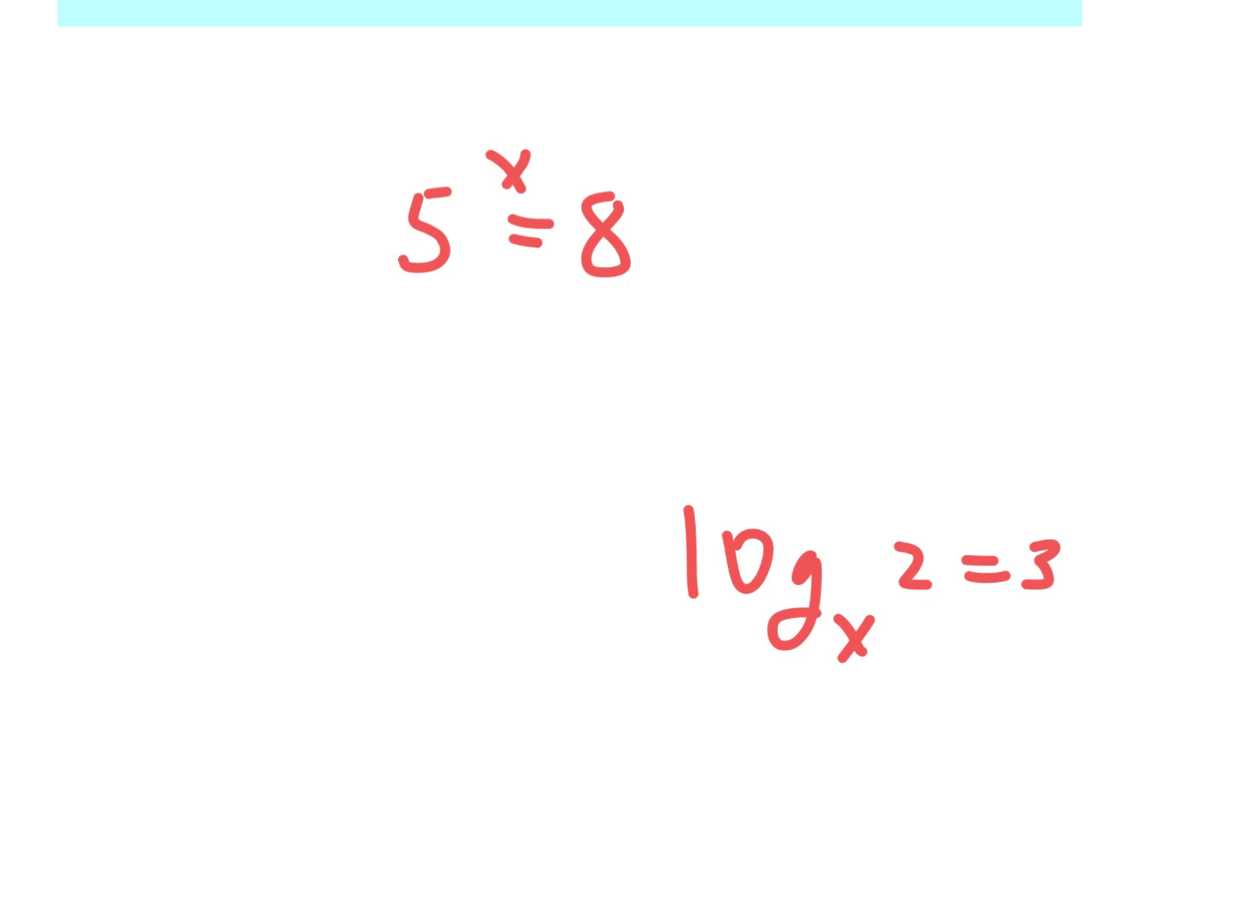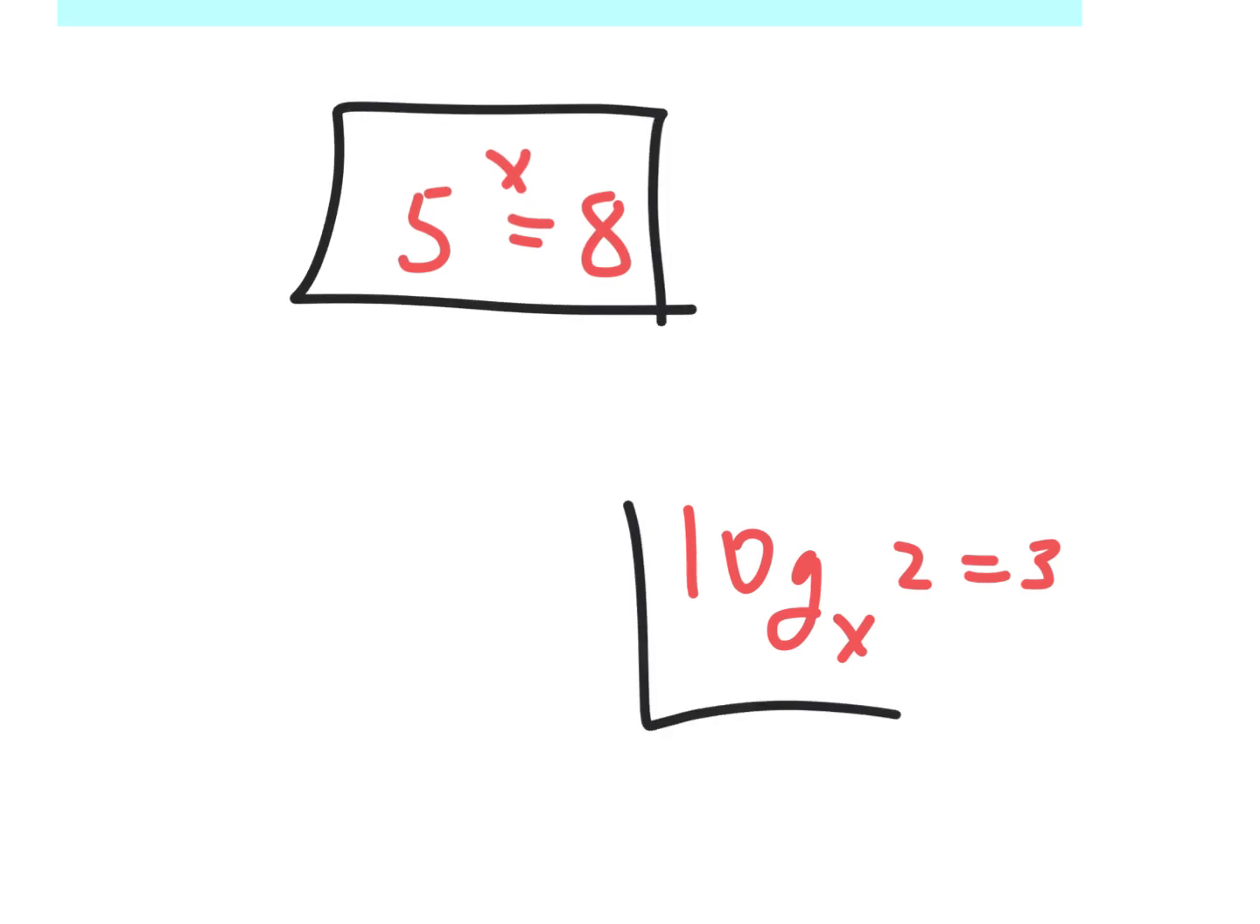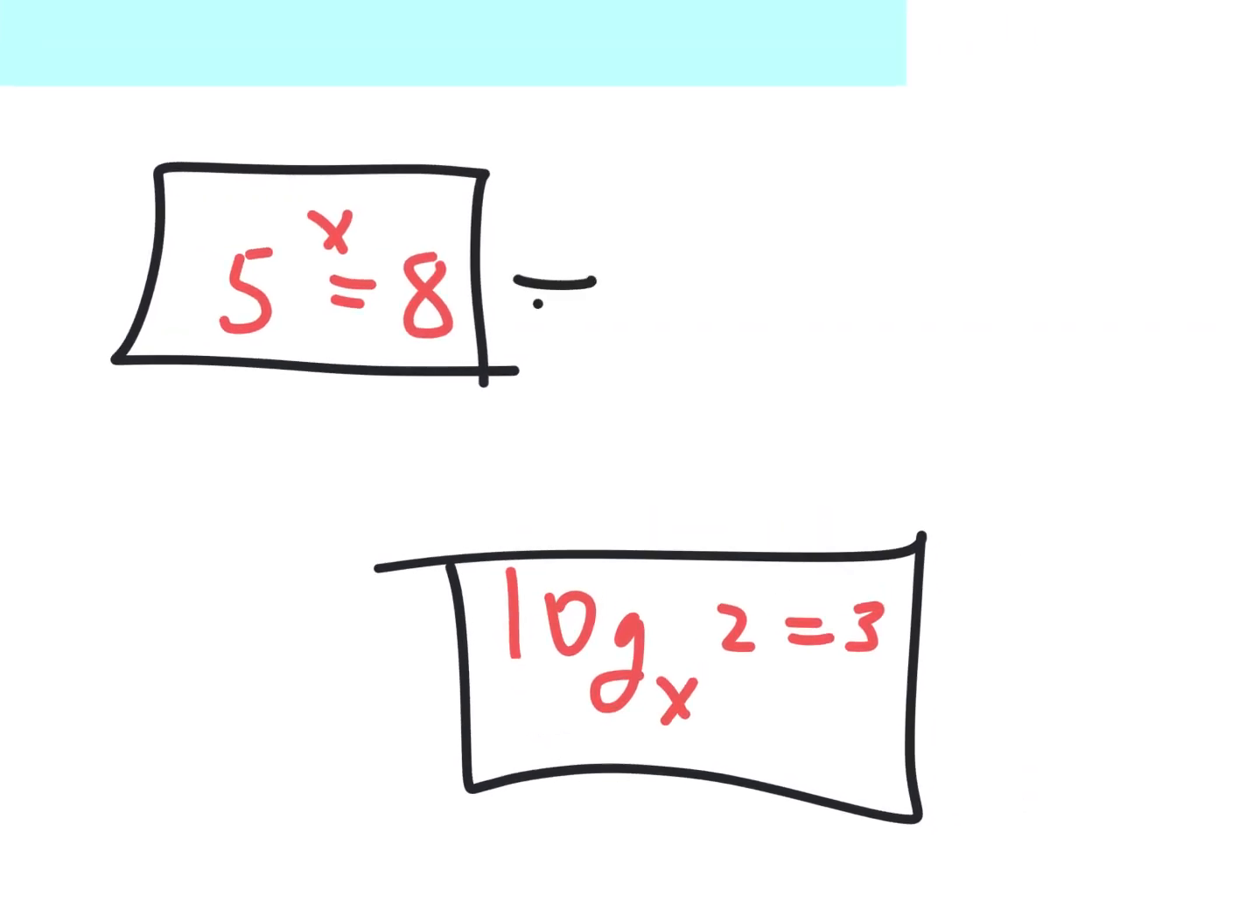We've got to figure out which way they're trying to give us the info. Are they giving us an exponential like this or a log like this? All right. So let's just do a little review. Would you please write the log for that? Take a second and just write the log for 5 to the x equals 8.